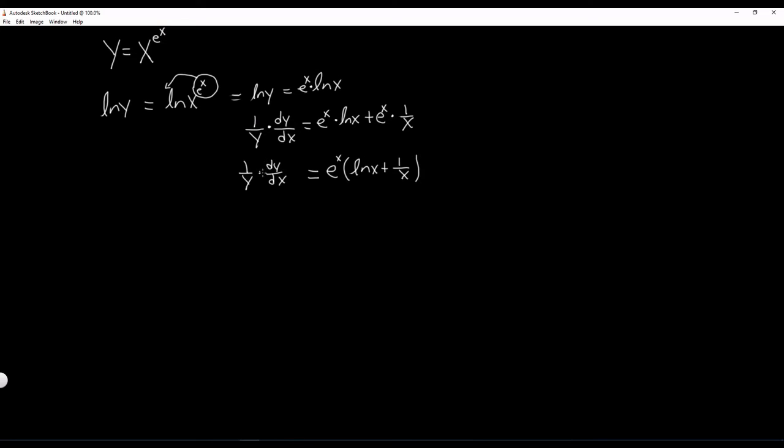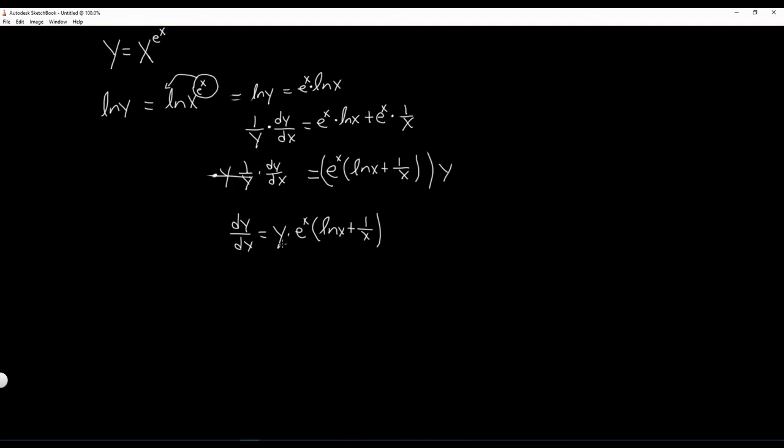So now we need to isolate dy dx. To solve for dy dx, we're going to do it just like last time. We're dividing by 1 over y, so we need to multiply by y. These cancel, and we multiply this whole thing by y. We're going to get dy dx is equal to y times e to the x times the natural logarithm of x plus 1 divided by x.